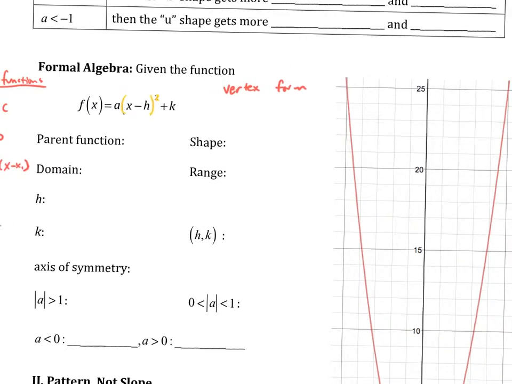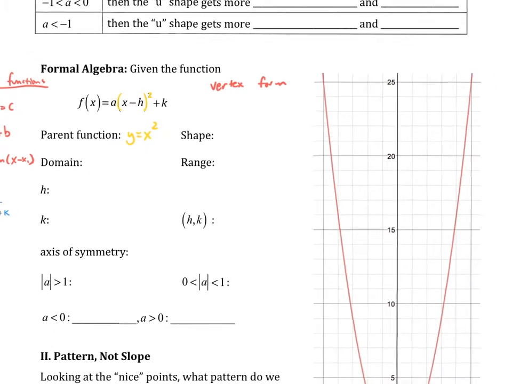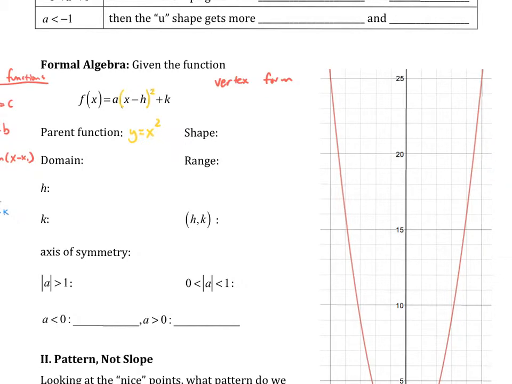So first off, the parent function. As I just identified there, the parent function is just the square part. So y equals x squared is the parent function. It's the function that defines the shape. And what shape is this? We're going to specifically call it a parabola, but some will call it U-shaped.